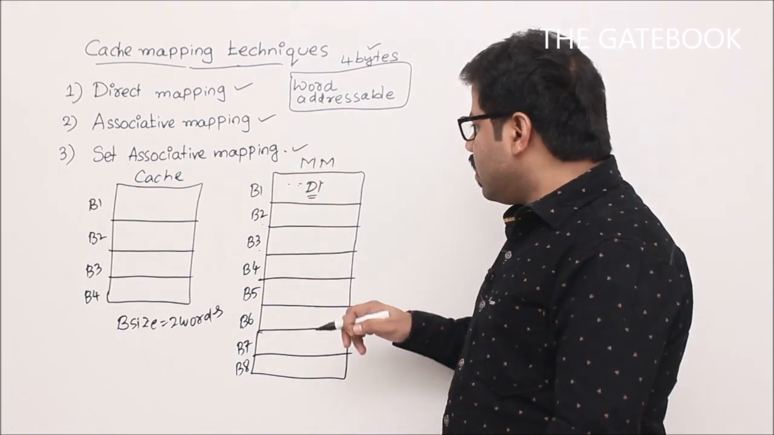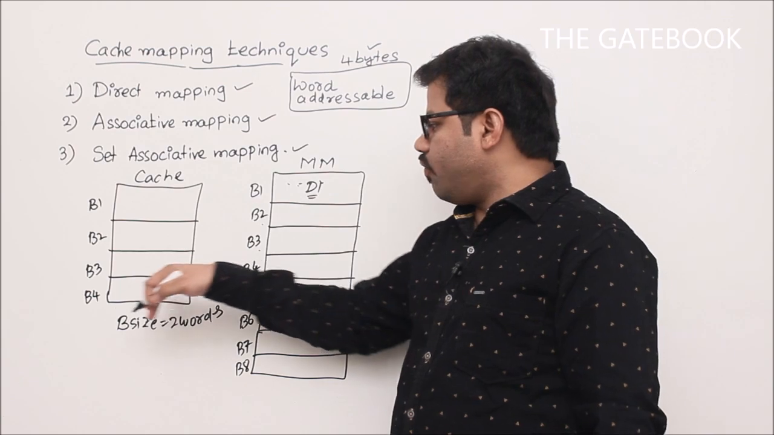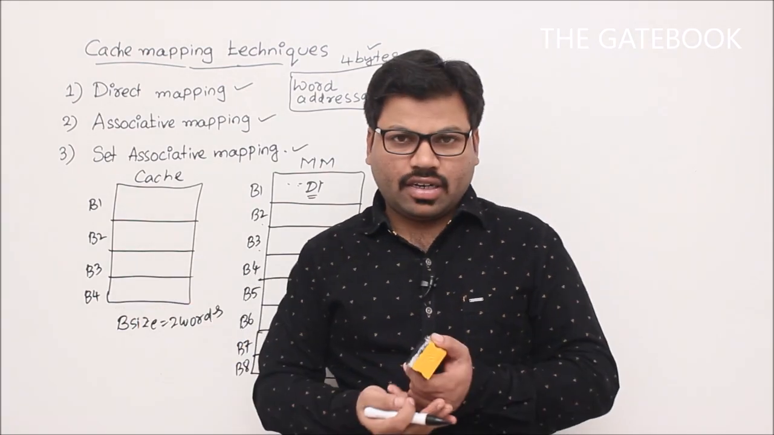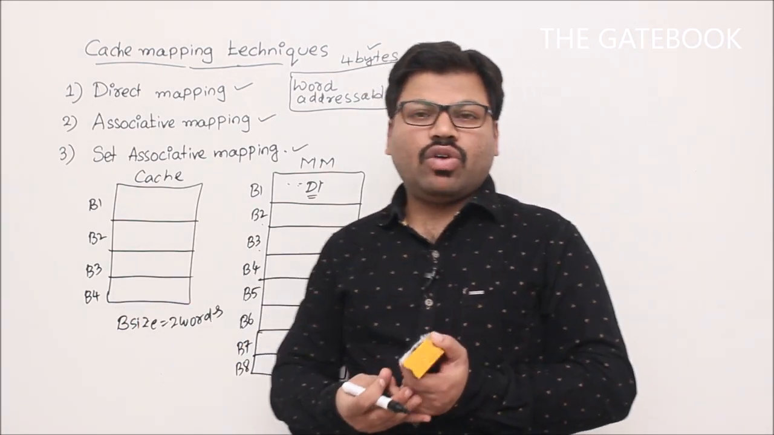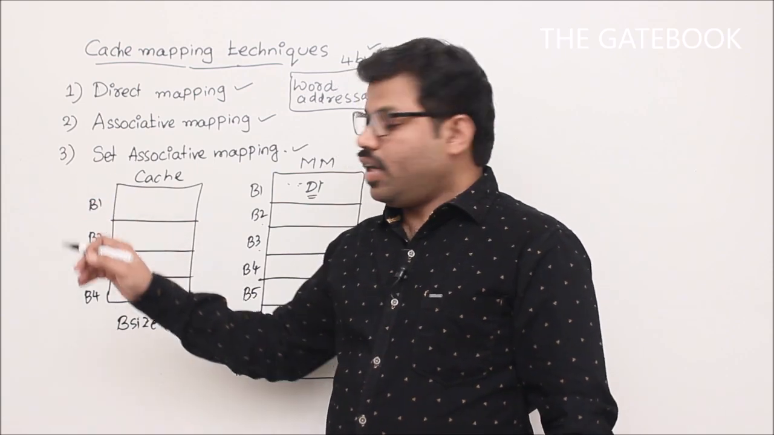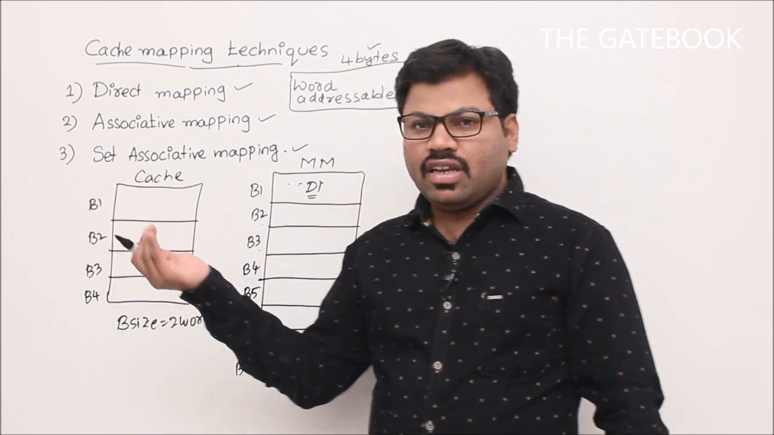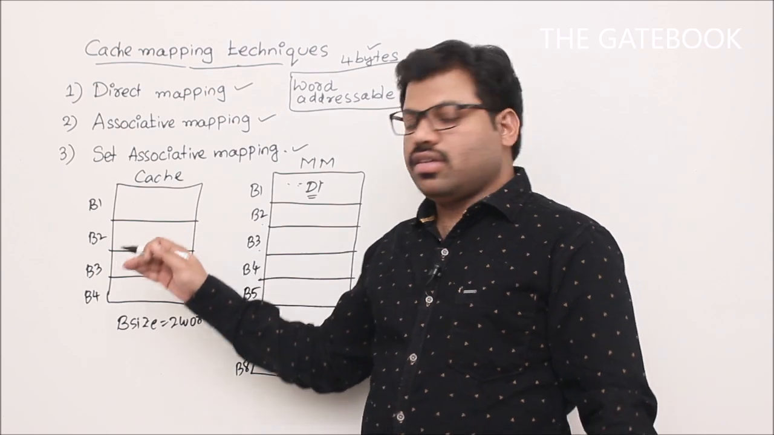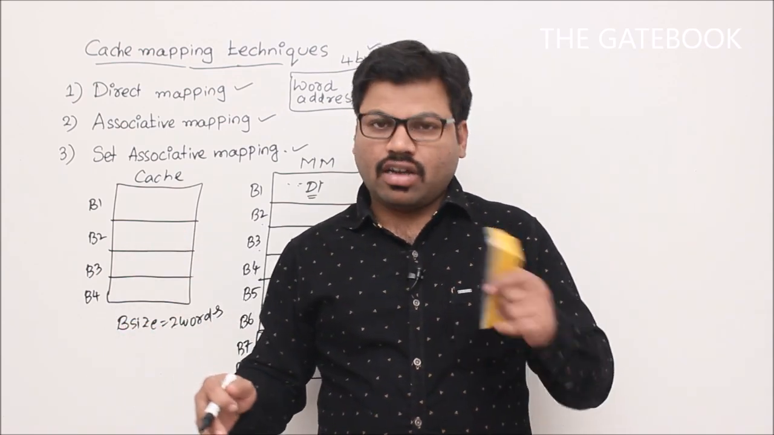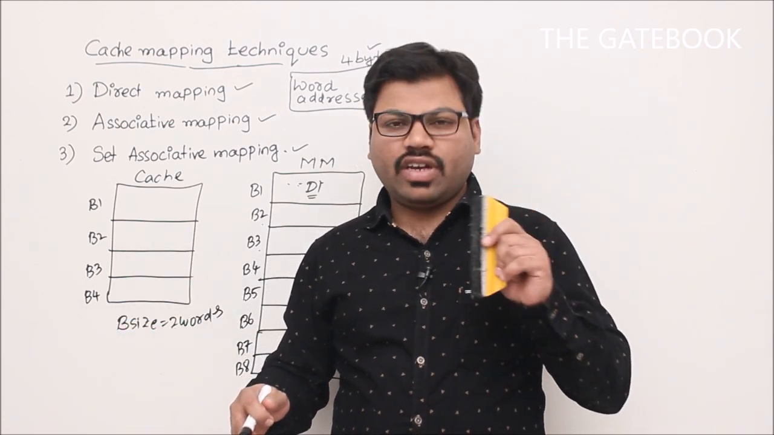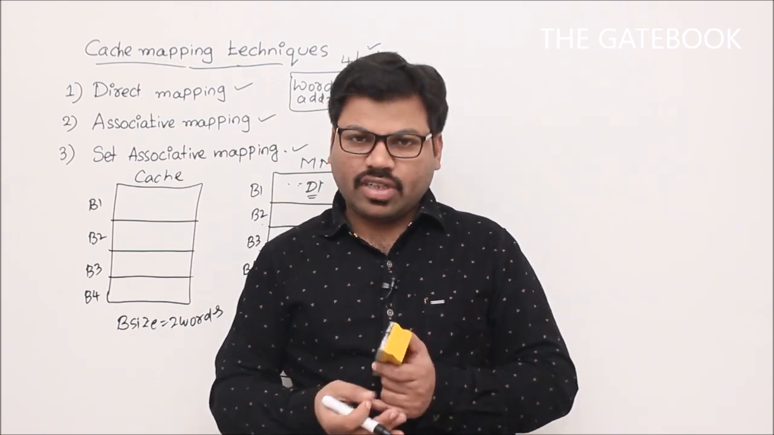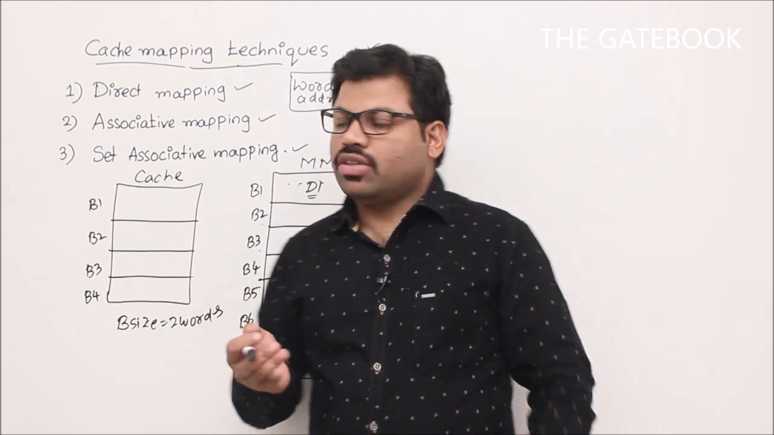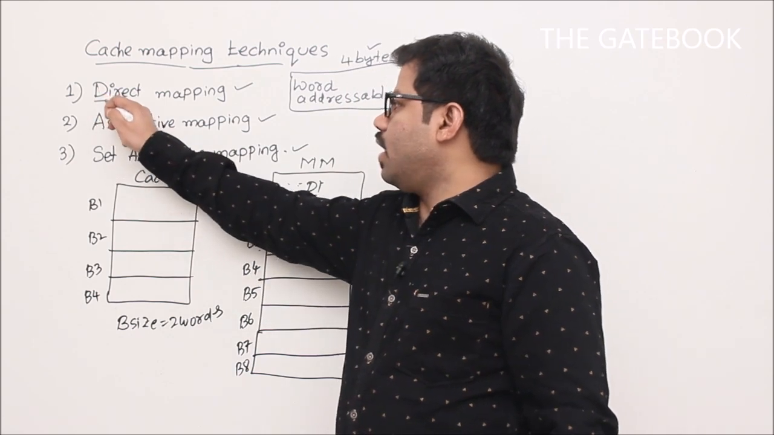You might think, sir, we do one thing: wherever there is a free space, we'll keep the data there. Then what happens? Whenever you are searching in a cache, because data can be anywhere, probably you have to search all the locations. That will take a lot of time. It will affect the hit ratio of the cache. To avoid that, we will follow a simpler model called direct mapping.